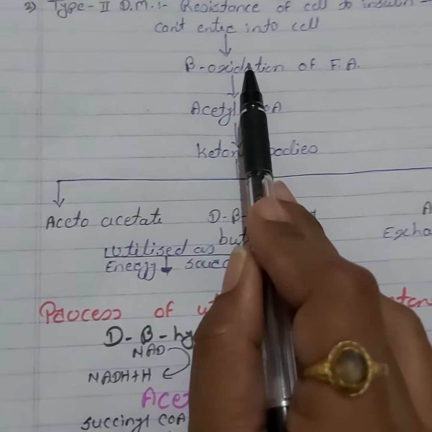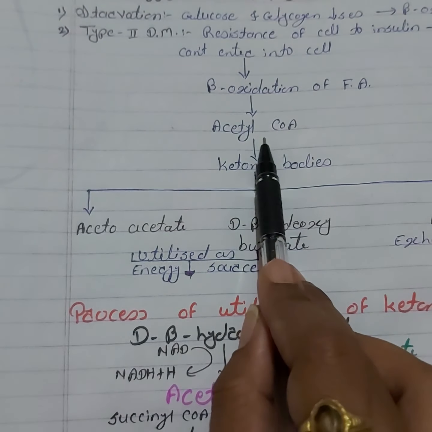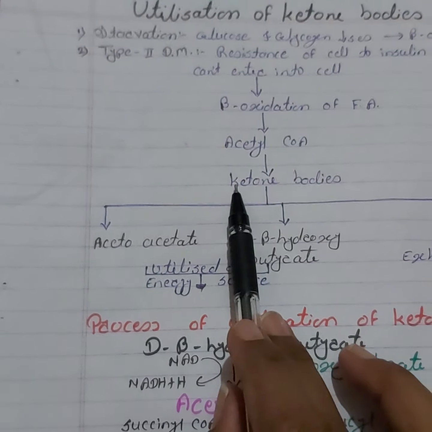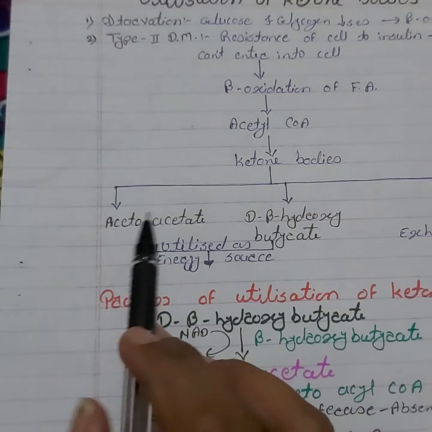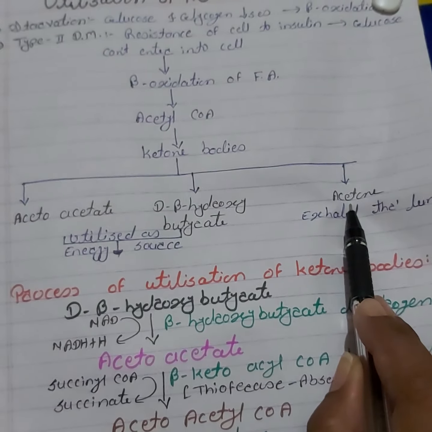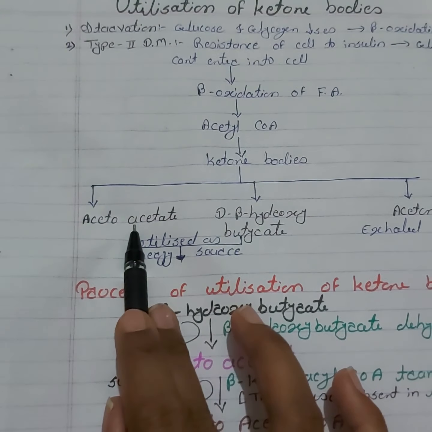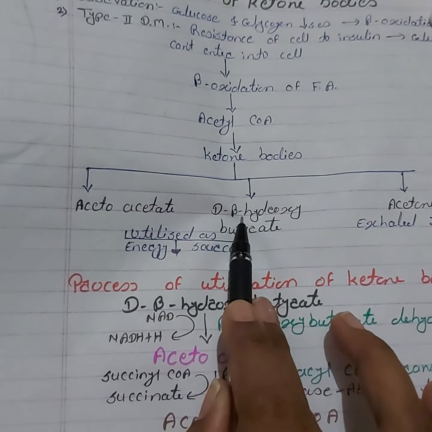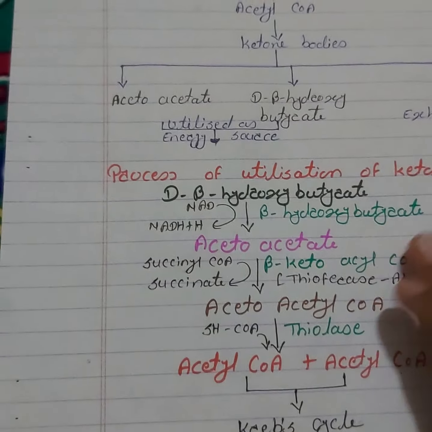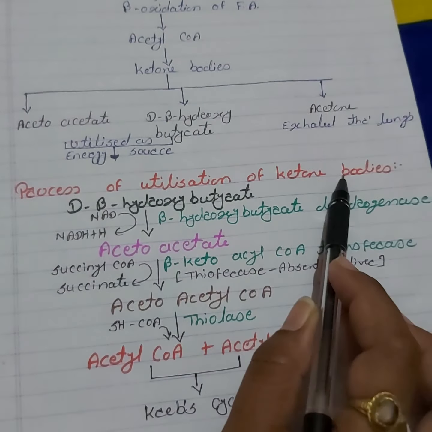After the completion of the beta oxidation process of fatty acid, one molecule of acetyl coenzyme A will be obtained, and from that molecule the body can produce ketone bodies, which are nothing but acetoacetate, D-beta hydroxybutyrate and acetone. Acetone will be exhaled through lungs, and acetoacetate and D-beta hydroxybutyrate can be utilized as an energy source. Now we will see the whole process of utilization of ketone bodies.